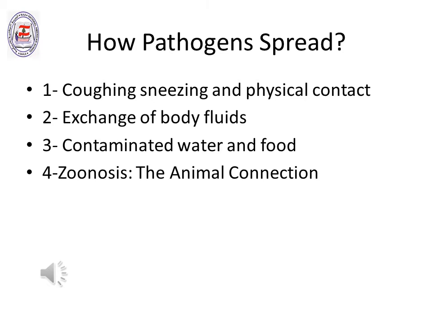Now, I'm sure a lot of you are hearing from social media and TV about how to prevent and stop the spreading of COVID-19, or in other words, coronavirus, and what precautions and measures should be taken. Because COVID-19 is a serious pathogen that is spreading from one human to another. In this part of the section, we will elaborate more on the ways pathogens spread. For example, number 1, coughing, sneezing, and physical contact. Number 2, exchange of body fluids. Number 3, contaminated water and food. And number 4, zoonosis, the animal connection.